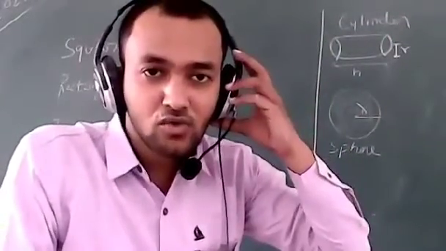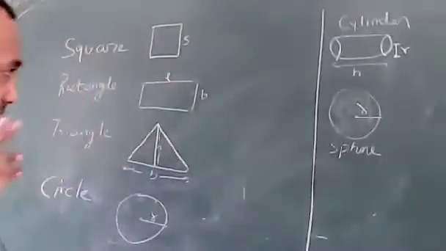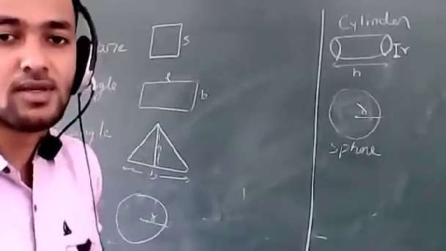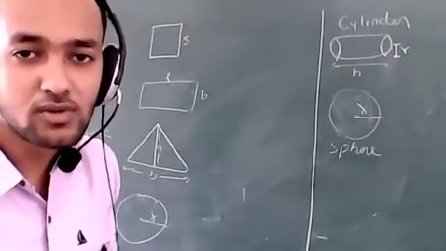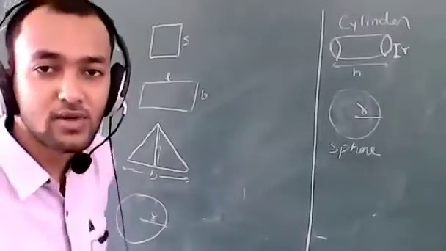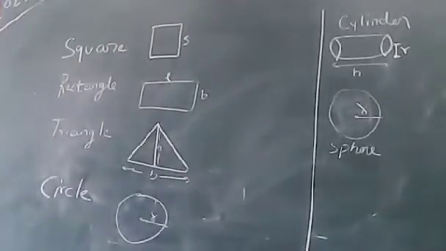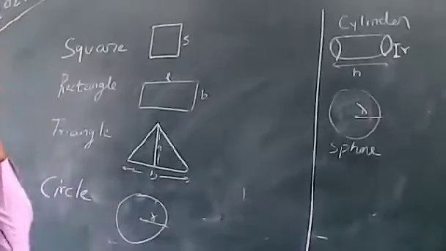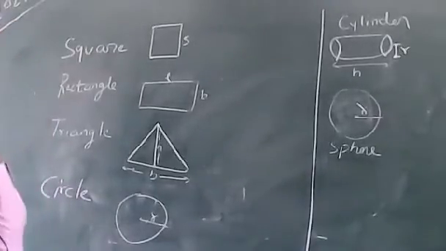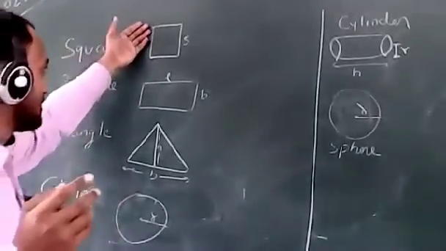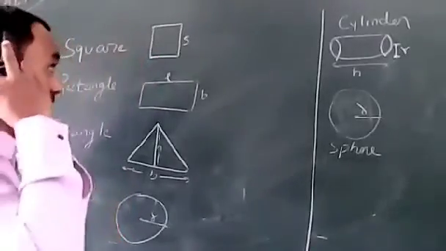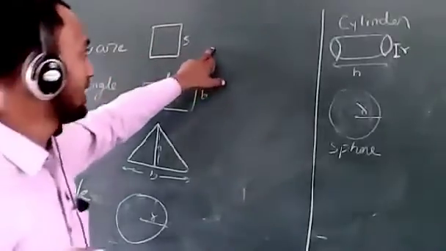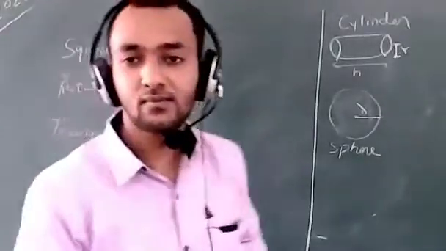Okay. Ananya Singh, you tell me what will be the area of square? Sir, area of square is side into side. Very good. So we know the dimensions of all the sides of a square are equal, and we have assumed its side is s, so its area will be side square, that is s square.